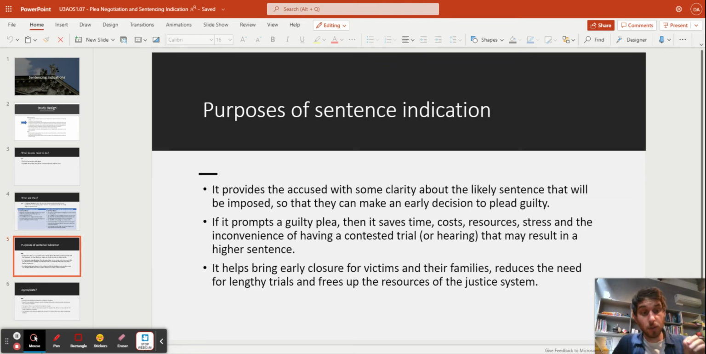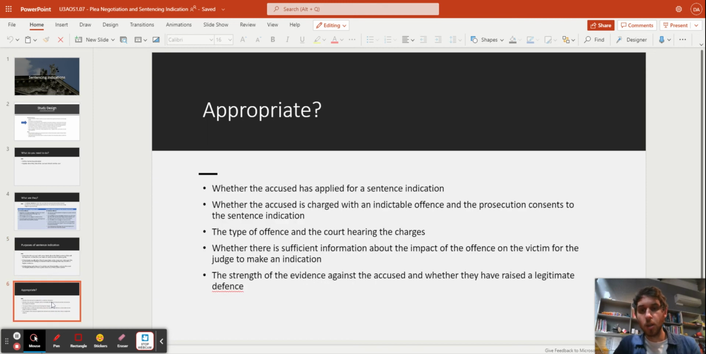If we give the accused person some certainty about what's going to happen to them, they will be more comfortable pleading guilty. And that saves the court time, money, stress. It saves victims the stress of having to come into court and give evidence, because we don't have to have a trial if they plead guilty. So that's the whole point of a sentence indication.